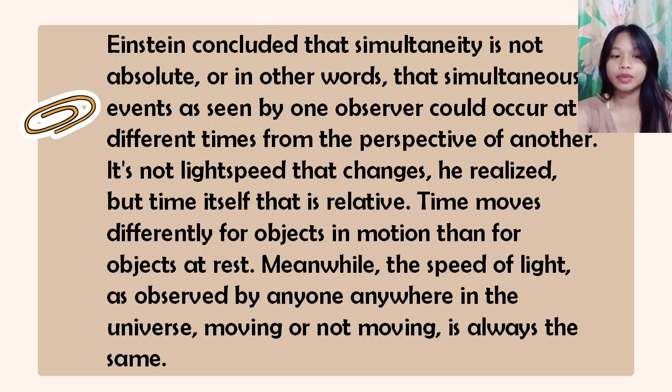Einstein concluded that simultaneity is not absolute, or in other words, that a simultaneous event as seen by one observer could occur at different times from the perspective of another. It is not light speed that changes, he realized, but time itself that is relative. Time moves differently for objects in motion than for objects at rest. Meanwhile, the speed of light observed by anyone anywhere in the universe, moving or not moving, is always the same.